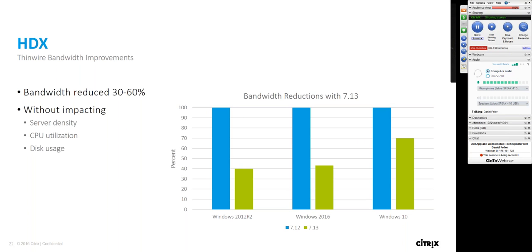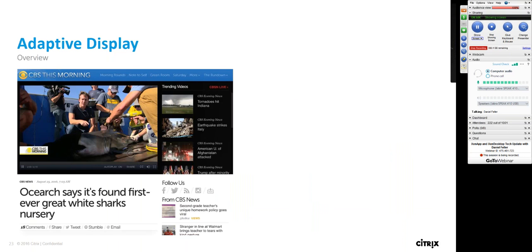So the first thing is ThinWire. Just from 7.12 to 7.13, which actually hasn't come out yet, this is the bandwidth test, or the bandwidth results we got out of ThinWire, looking across 2012 R2, 2016, and Windows 10. So there have been some significant changes just in the ThinWire codec that drastically reduce how much network bandwidth is being used. So that's the first aspect of an HDX improvement.